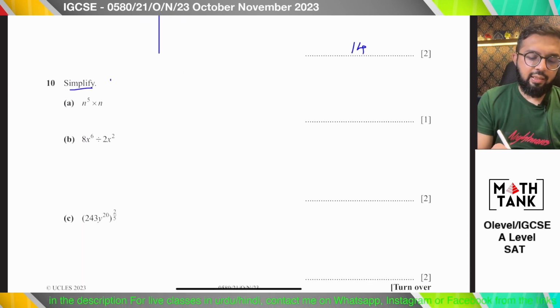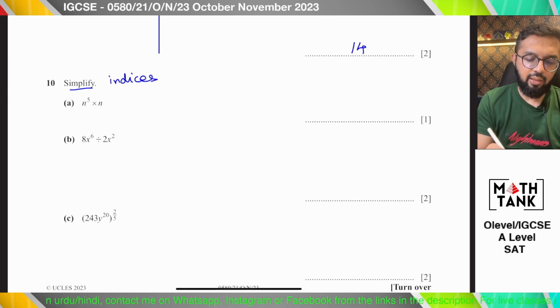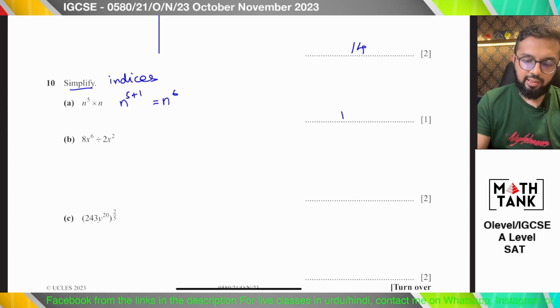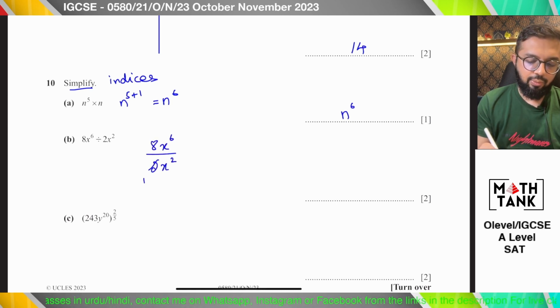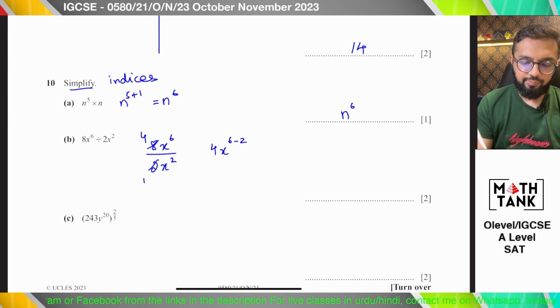Okay, this is indices. Let's talk about this. n power 5 times n power 9. Powers get added when the terms are being multiplied and the bases are common. So n power 14 is my correct answer. 8x power 6 divided by 2x squared. So 2 and 8 can be reduced, and powers get subtracted when the bases are the same. So 4x power 4.